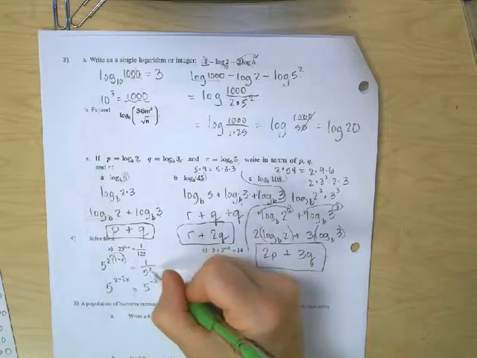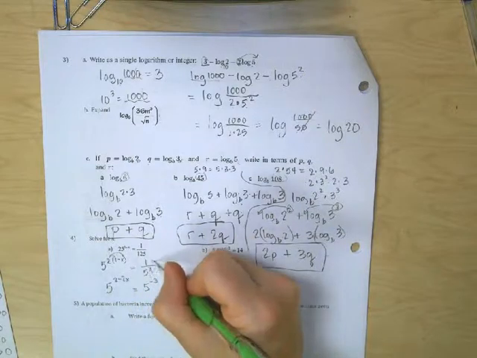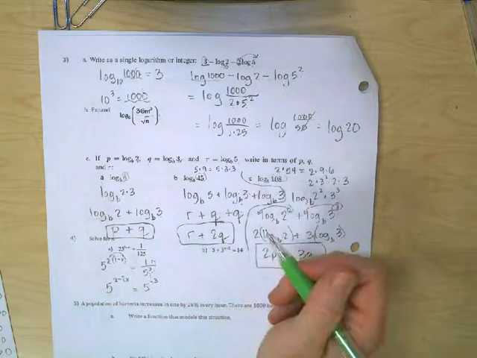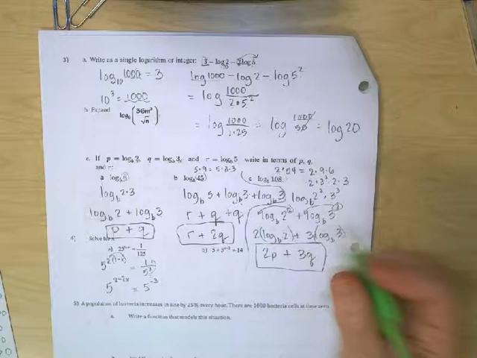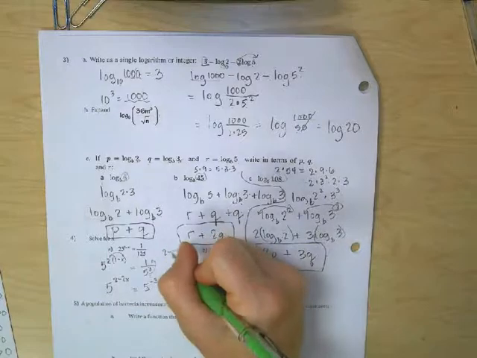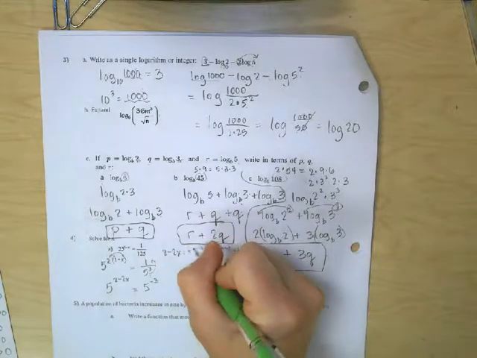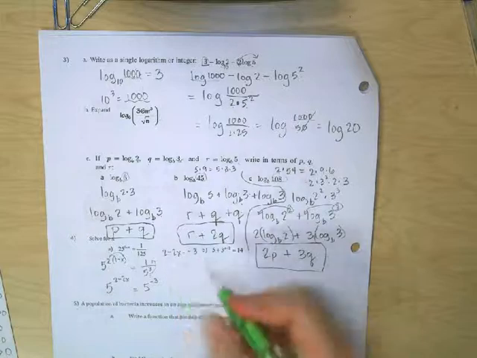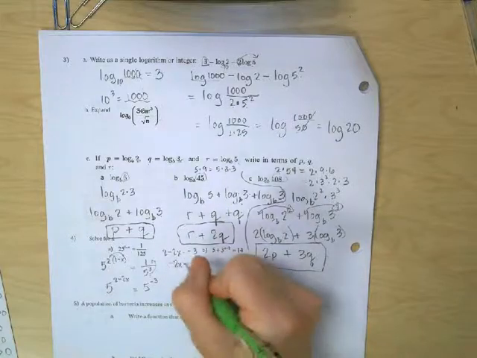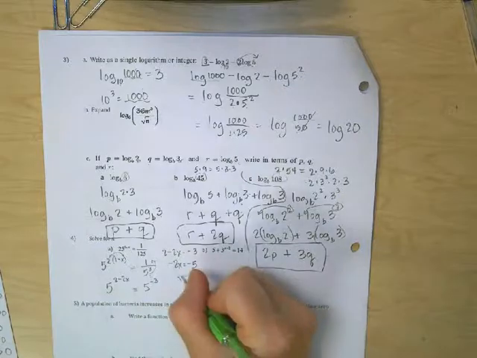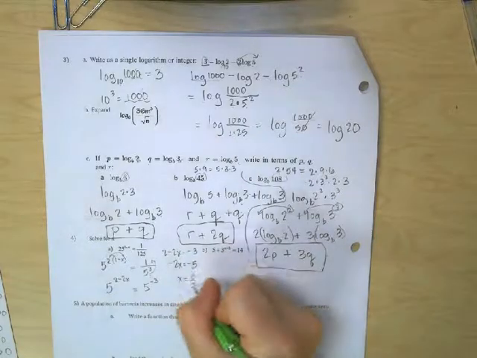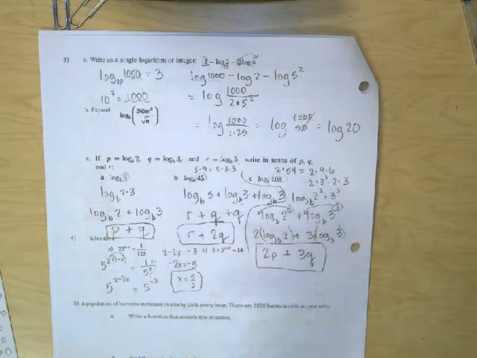Okay, so if you have something in the denominator and you want to move it, just make the exponent change its sign. Okay, so now that I have the same base, I can set the exponents equal to each other. So 2 minus 2x is equal to negative 3. Minus 2, I get negative 2x is equal to negative 5. Divide both sides by negative 2. I get x is equal to positive 5 halves. So there is that one.